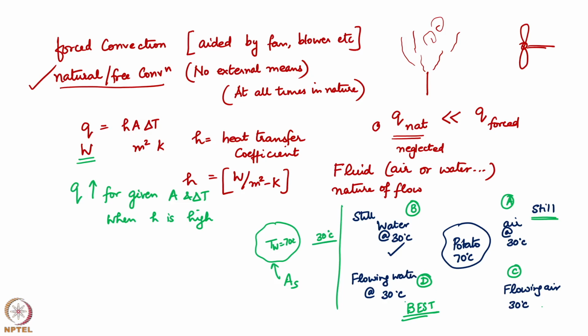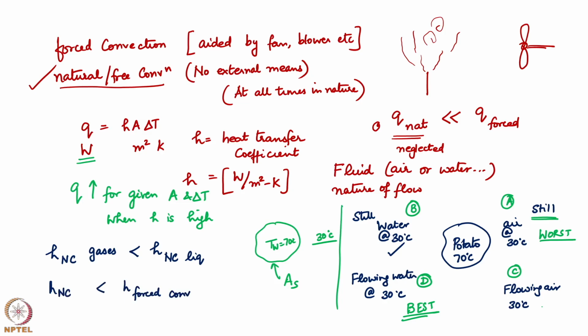This is the best case. This is the worst case. These two are intermediate cases. So in general, I can write H natural convection for gases less than H natural convection for liquid. H natural convection in general is less than H forced convection. And of course if you have phase change or boiling or condensation, that would be the highest heat transfer.